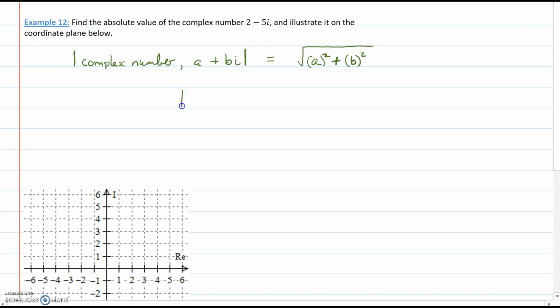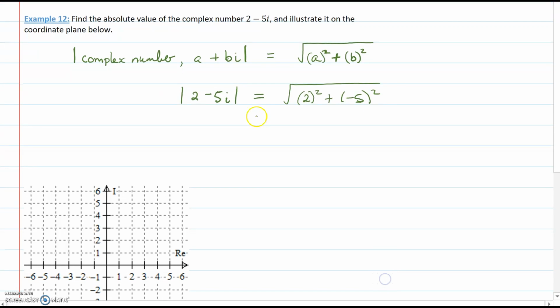Okay, so we're looking now for the absolute value of the complex number 2 minus 5i. And that means it's going to be the square root of 2 squared plus negative 5 squared. So that's going to be the square root. 2 squared is 4. Now be careful here. Negative 5 squared is plus 25. It's a minus times a minus. Minus 5 by minus 5 is plus 25. So that's going to be the square root of 29.